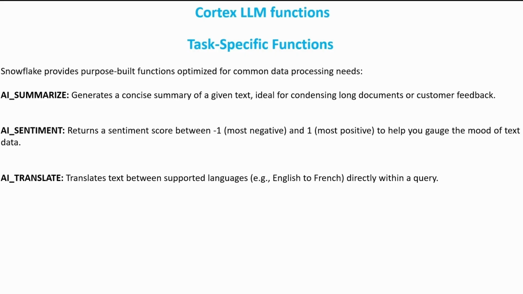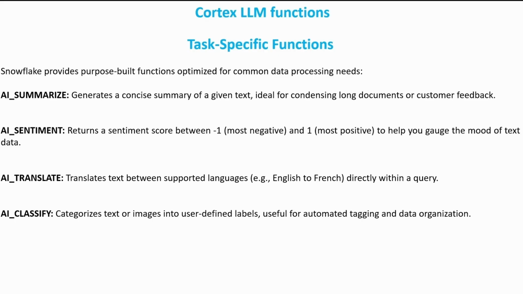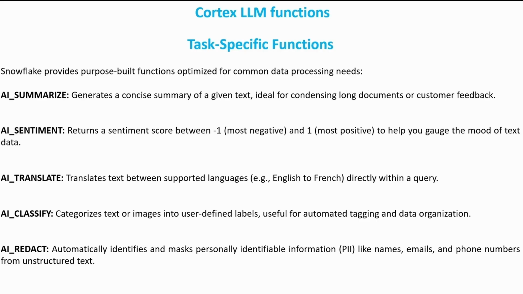Third is translate. It translates text between supported languages, either English to French or any other language, directly within a query. And fourth is AI classify. It categorizes text or images into user-defined labels, useful for automated tagging and data organization. And last is AI redact. It automatically identifies and masks PII data like names, emails, and phone numbers from your unstructured text.